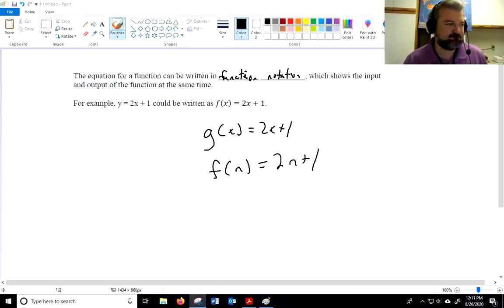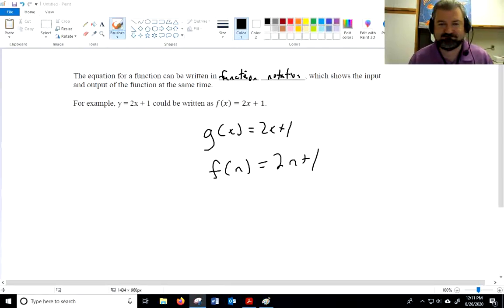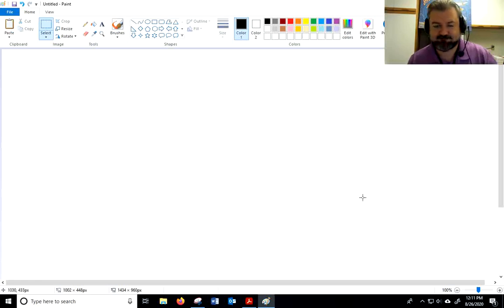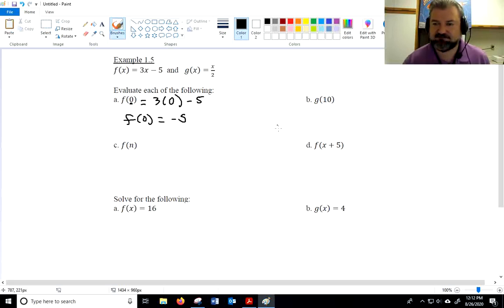Let's practice. Or let's example, I should say, because this one's for me. All right, I have example 1.5. f of x equals 3x minus 5, and g of x equals x over 2. So f of 0, how do I find that? Well, this is the input. Whatever's there goes in for x. So this is 3 times 0 minus 5. So f of 0 must equal 0 minus 5, which is negative 5.